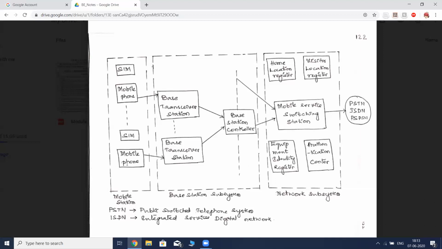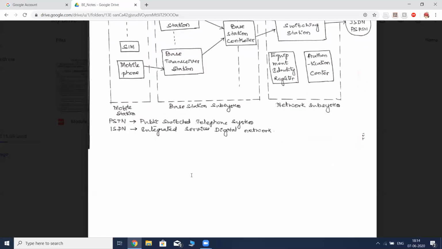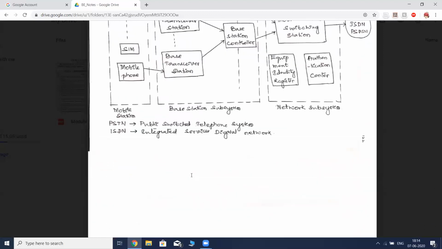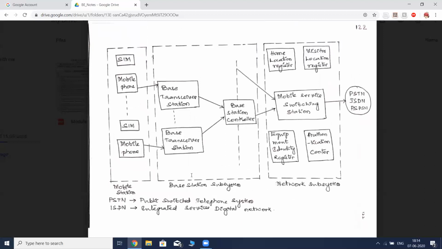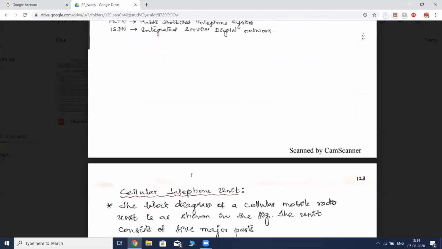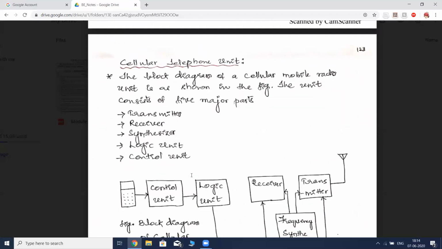So that is how the hierarchy is mentioned over here, and that kind of hierarchy is used in the telephone system also. So we can use this hierarchy with respect to our college in this form. Now let us see the cellular telephone unit.